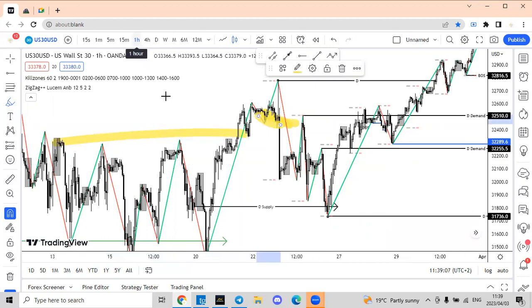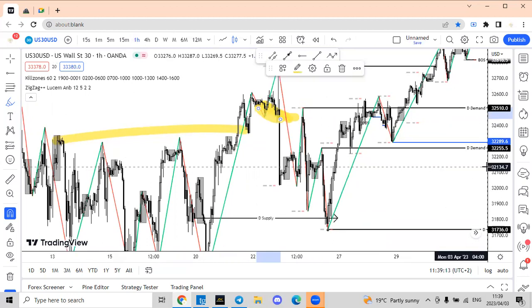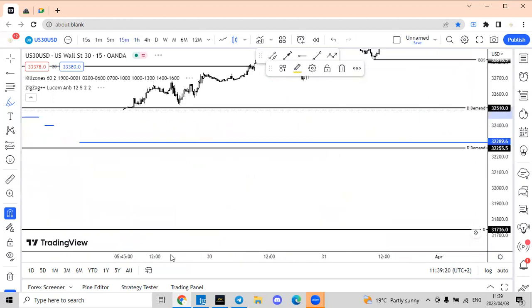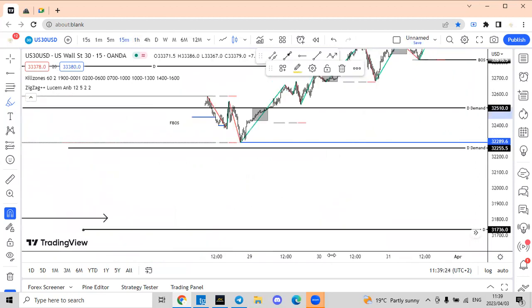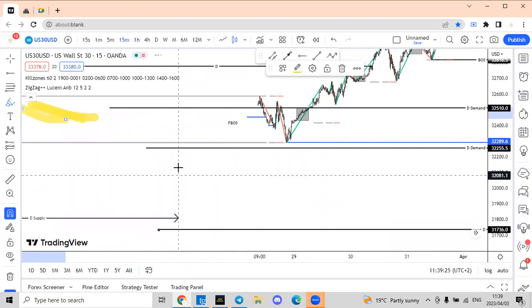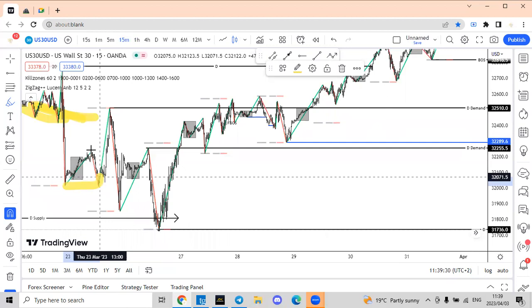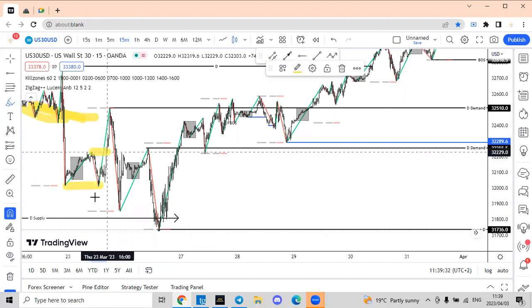Then what I was waiting for, because it's reacting from a weekly zone, was for a range to form. You understand? I was waiting for a range to form. Then I went to my 15 minutes. Then the range formed here, if you can see, we took this low and broke structure here. So meaning that we've created a weak low from the strong high.